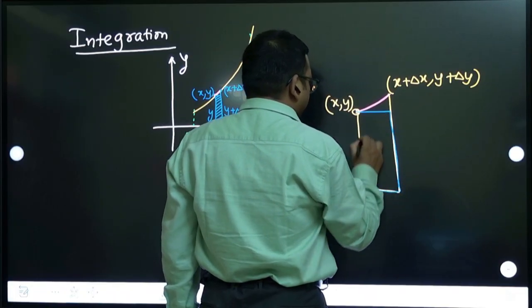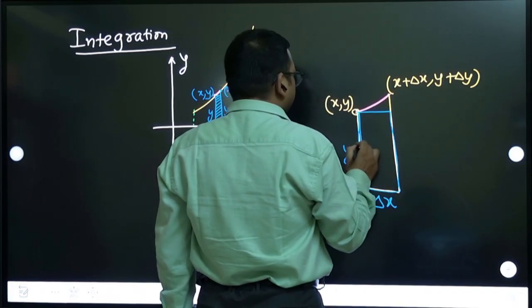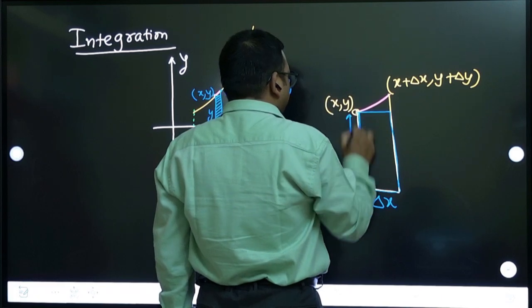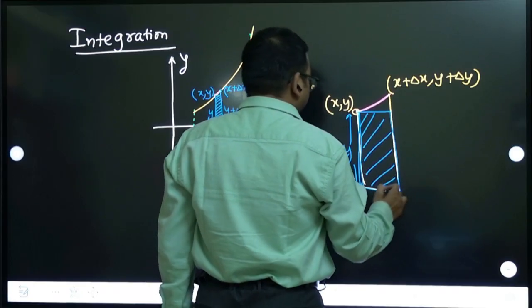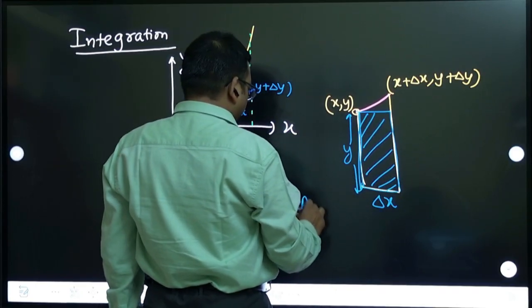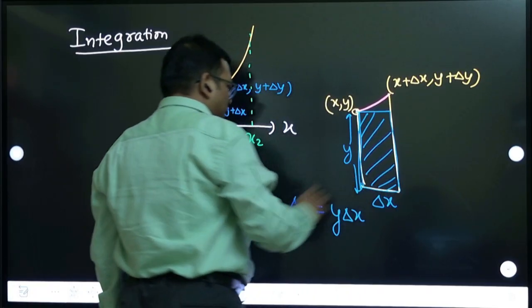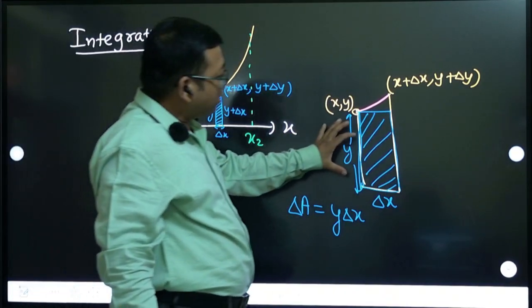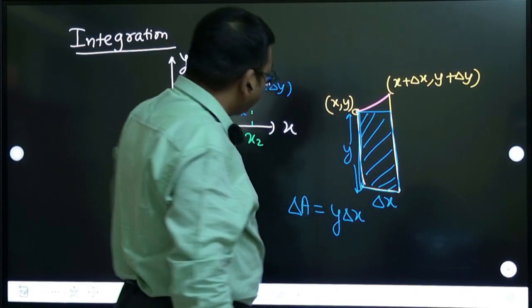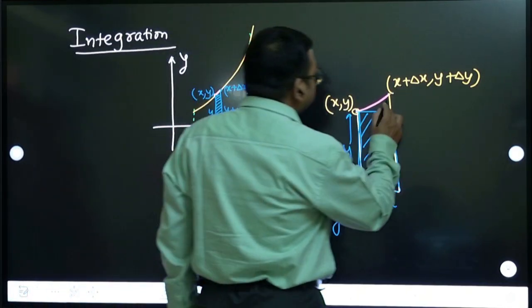So the area is calculated by considering this much area. This is delta x and this is y, right? The area of this strip which we are calculating, let us take this area as delta A. This area is y into delta x. Rectangle it is, so length into breadth. But note that while you are calculating this area, you are leaving this much area. Some area is missing out. That you need to understand.